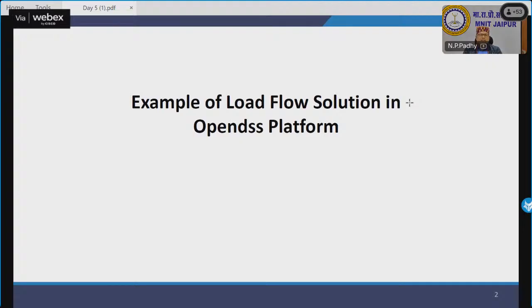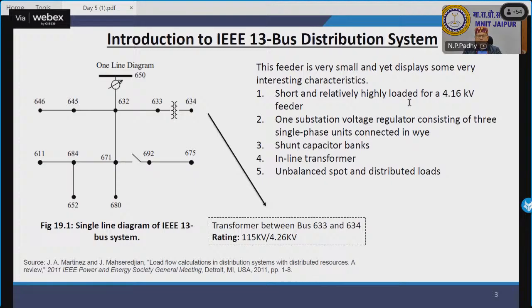So we'll consider a few examples of load flow solution in the OpenDSS platform. Being practical people, let us not only discuss but also try to solve now. OpenDSS is a platform which is open source. How many of you have used OpenDSS? If not, please use it. You can solve any load flow solution very easily for any network. I'm indirectly teaching you a tool, basically how to use OpenDSS for your day-to-day load flow analysis.